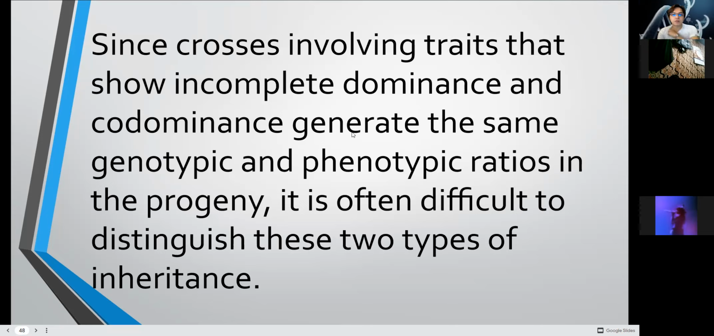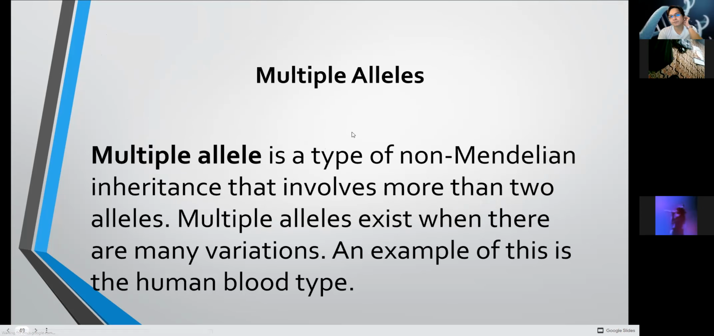In the progeny, it is often difficult to distinguish these two types of inheritance. It is really difficult. But because of the colors, because of their characteristics, we can identify. But it is really hard.